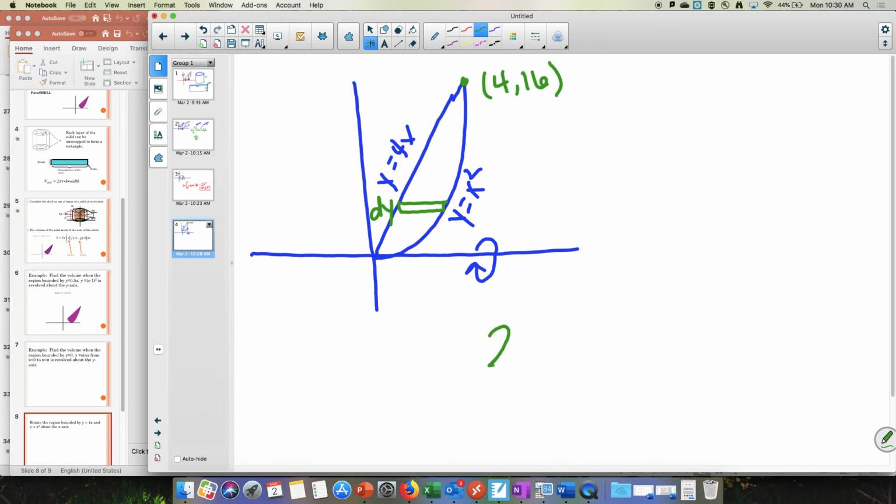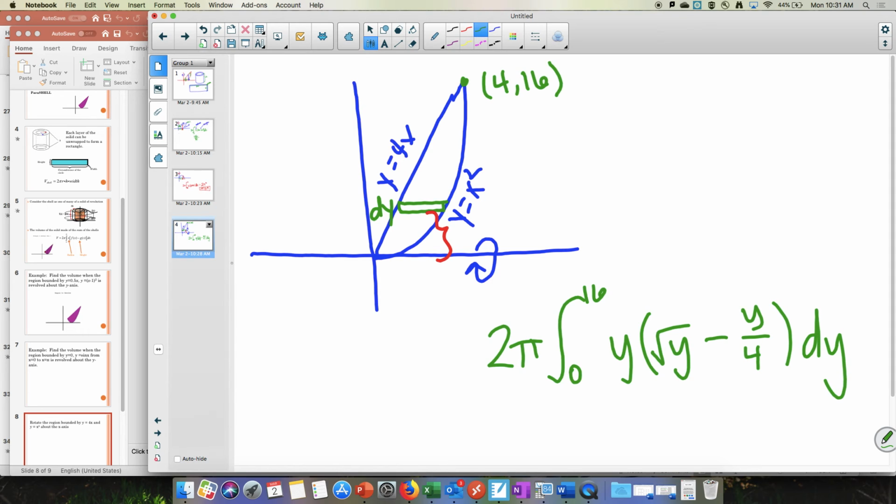So we're going to set up our integral, 2 pi integral from 0 to 16, because we have to use the y limits of integration. Now our radius is going to be what? y. All of those rectangles are y away from the x-axis. And then the height of each of these rectangles is going to be right minus left. So in terms of y, our right function is radical y minus our left function y over 4. Thickness dy. So 2 pi r h.